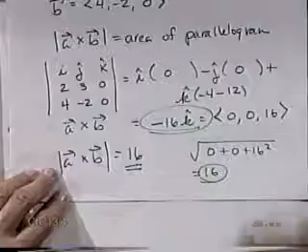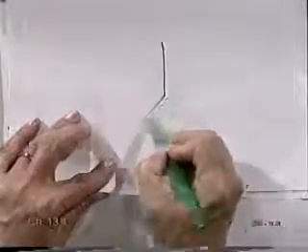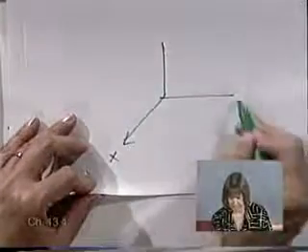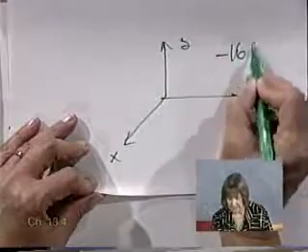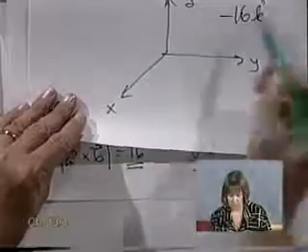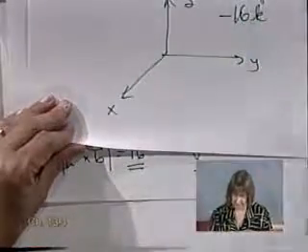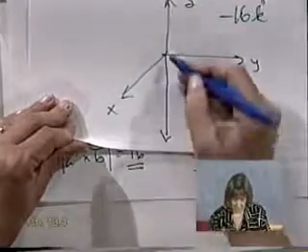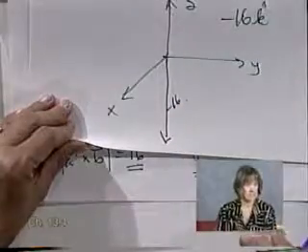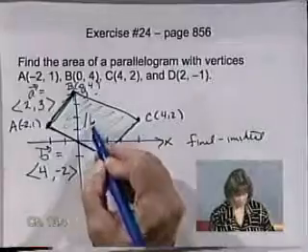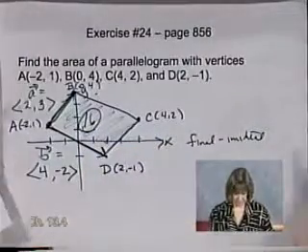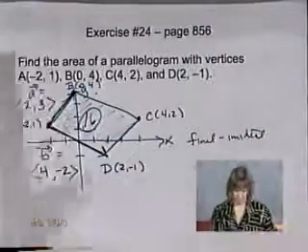Minus 16k, people, just notice. Here's x-axis, here's y-axis, here's z-axis. If you're drawing minus 16k, you're going to be going in the z direction minus 16 down. How long is it? It's 16 units long. Okay, so we found out the area of that parallelogram was 16. Okay, everybody okay? I don't really like that though.